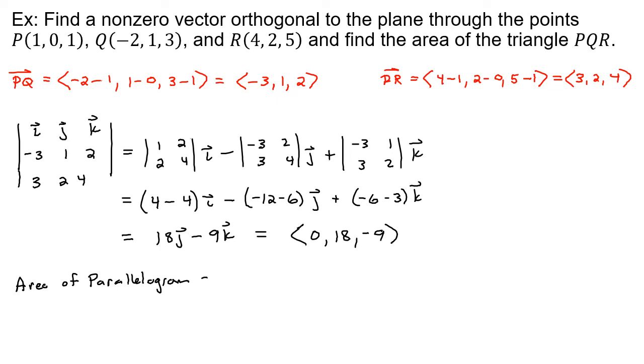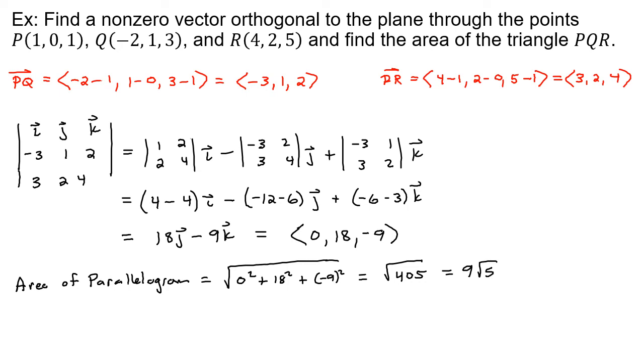So the area of the parallelogram would be the magnitude, 0 squared, 18 squared, and -9 squared. So if you add all that together, we'll end up with the square root of 405, or if you would like to simplify that, that is 9 root 5.